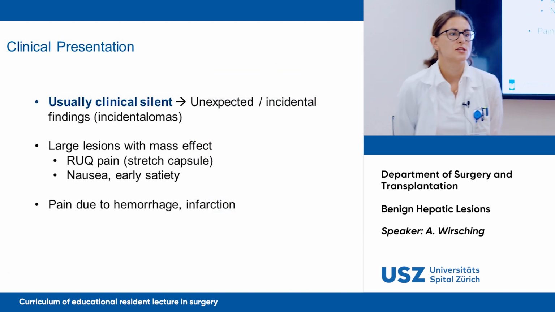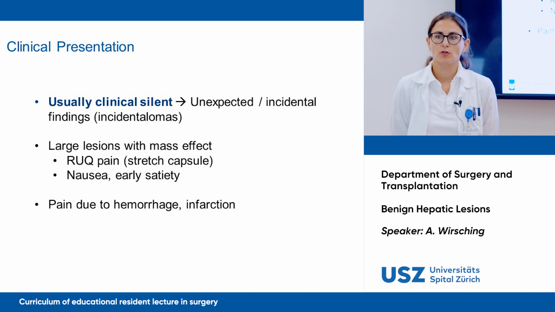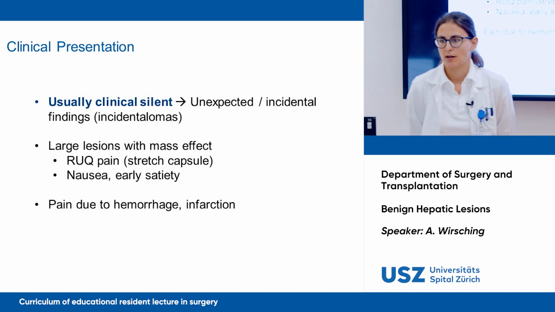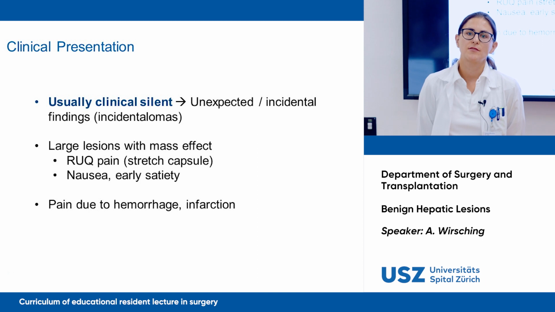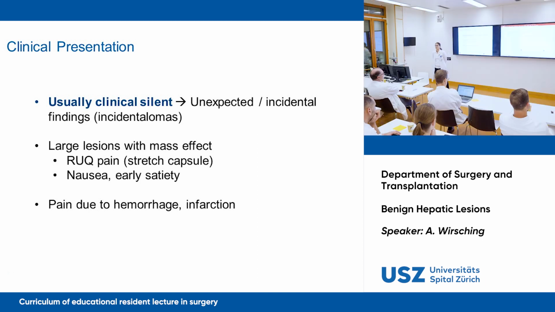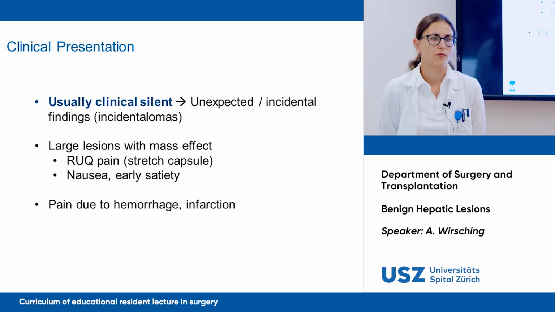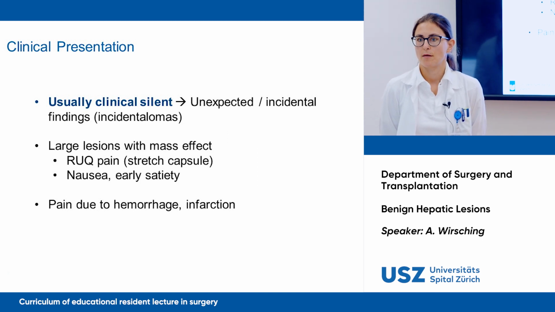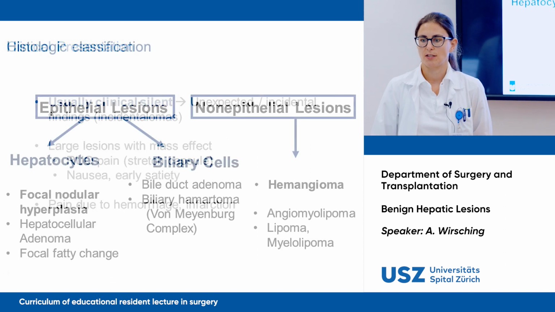So the clinical presentation of benign hepatic lesions is usually silent. They are usually found incidentally on a CT scan or MRI done for other reasons, and the patients do not have any symptoms. Sometimes if the lesion is large enough, it has a mass effect. For example, it has a right upper quadrant pain if there is a capsule stretch, or maybe it compresses the stomach with some nausea and early satiety. Pain due to hemorrhage and infarction can also take place in specific lesions.